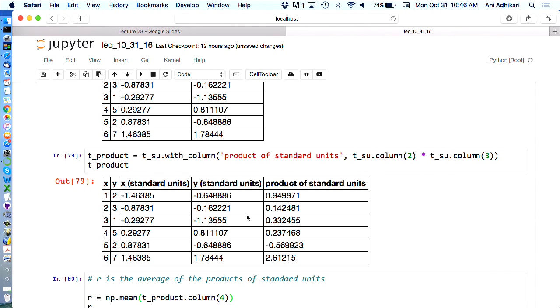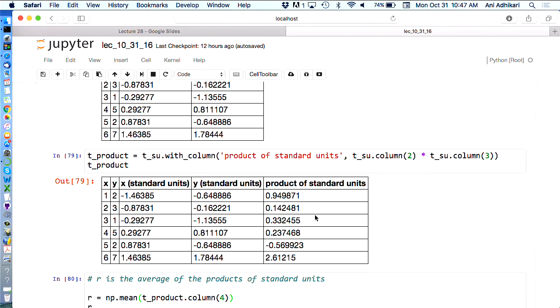It's based on standard units, therefore it doesn't matter what units the variables were measured in. Therefore, you can say the correlation between height and weight, you don't have to worry about whether height was measured in inches or centimeters. So it does not depend on units, it's a pure number.